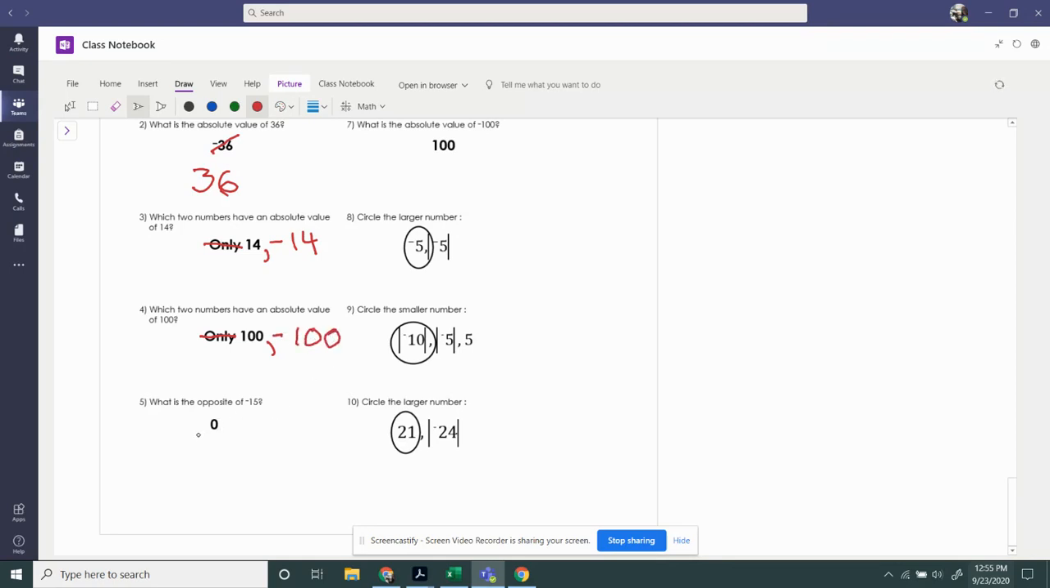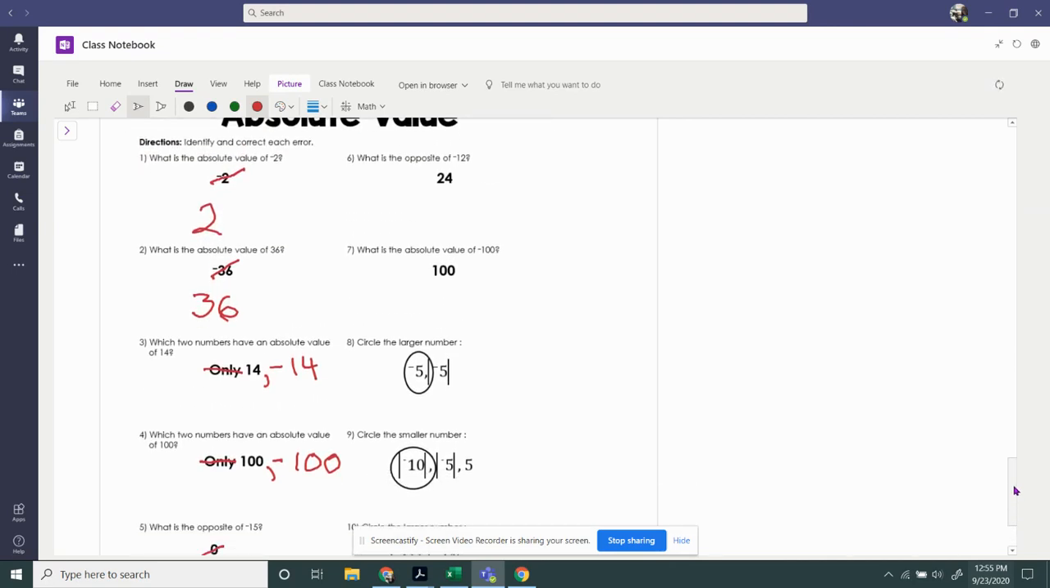What is the opposite of negative 15? Not 0. The opposite of negative 15 is positive 15. Again, always think about the number line when you look at these. So what is the opposite of negative 12? 24 has nothing to do with it. If we have a number line, put 0. If we have negative 12 down here, the opposite would be positive 12.